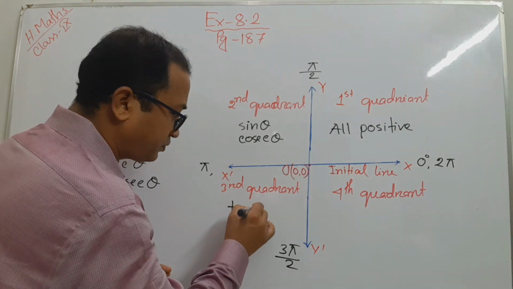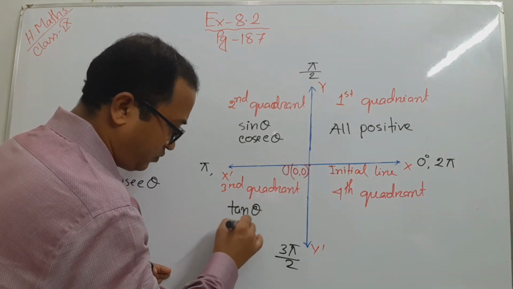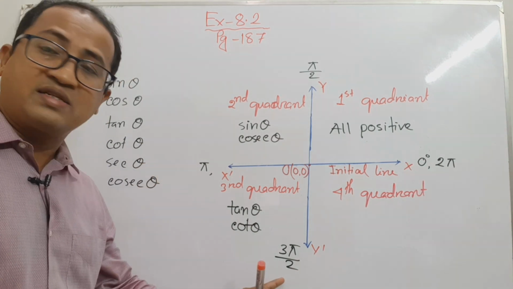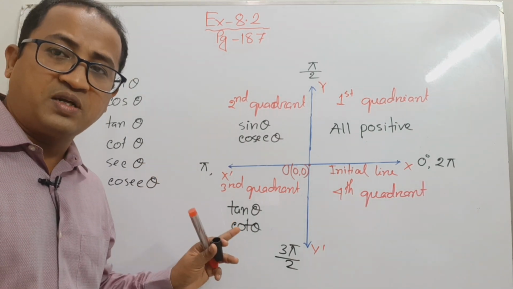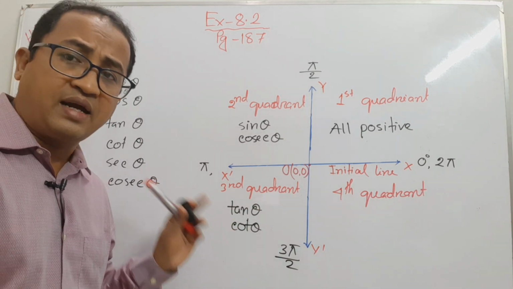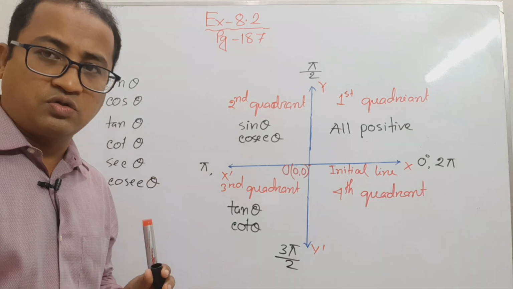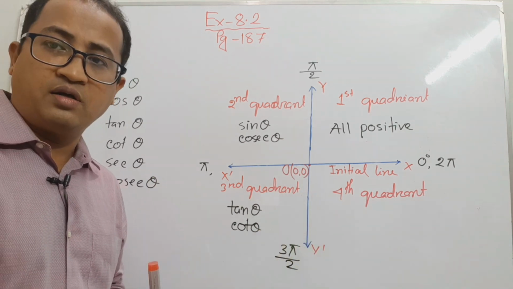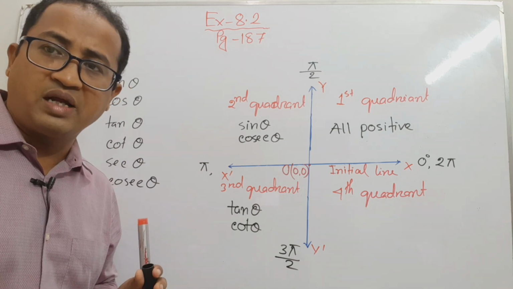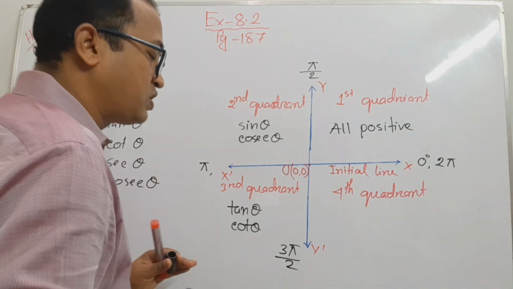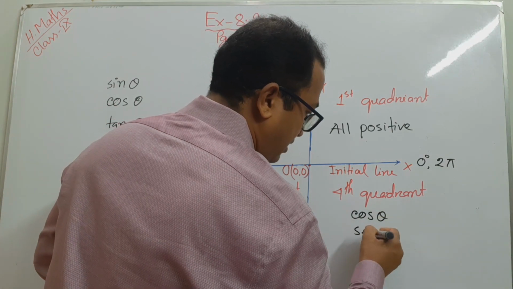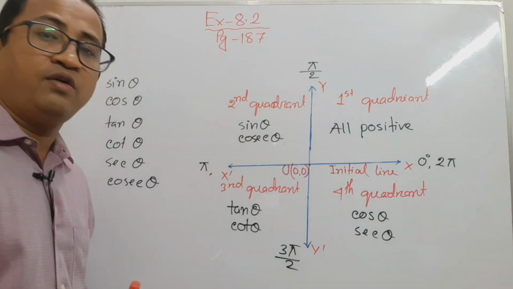That means from 180 degree to 270 degree we get positive values from tan theta and cot theta, and negative values from the other 4 ratios. Now in the fourth quadrant, the remaining 2 are positive. Which 2 are remaining? Yes, cos, and the opposite of cos, sec. Cos theta and sec theta are positive in the fourth quadrant.